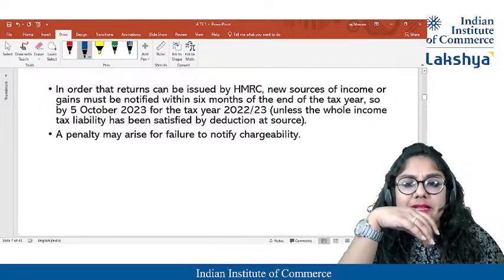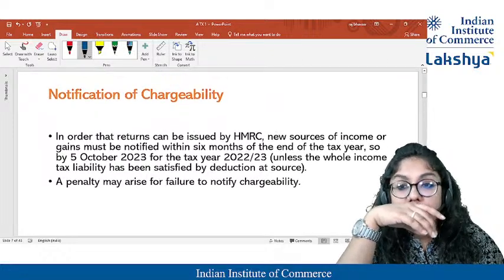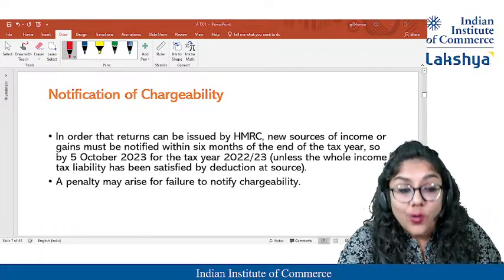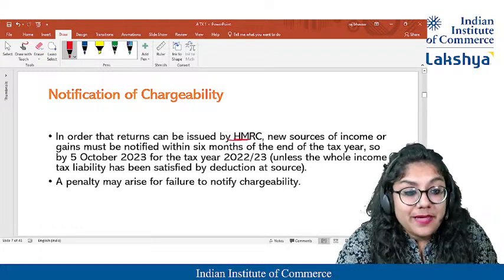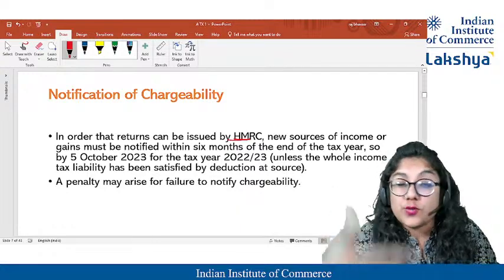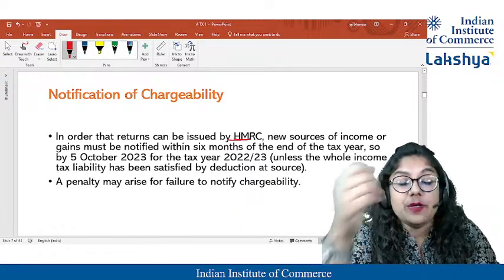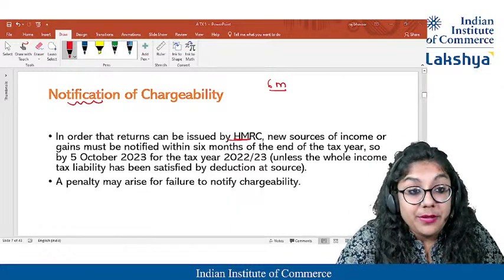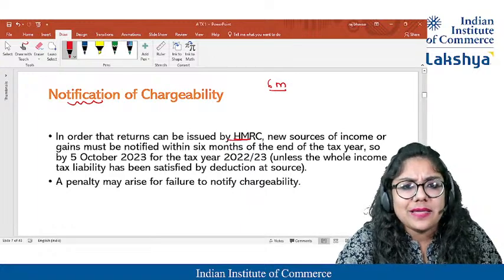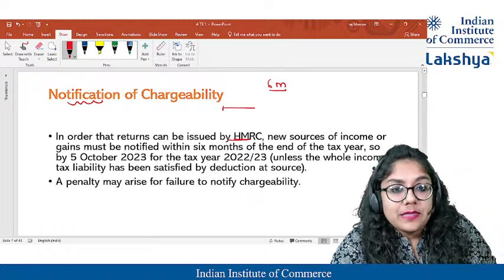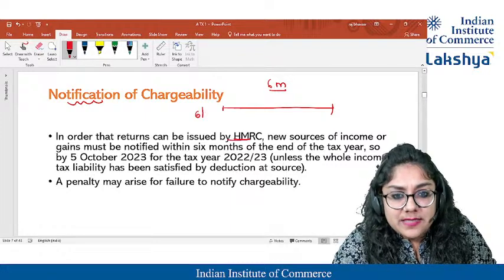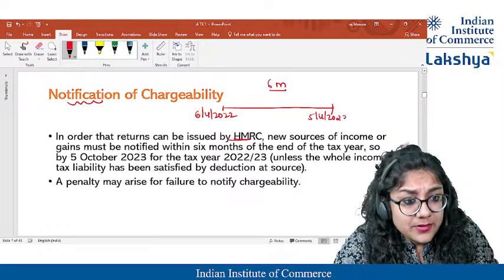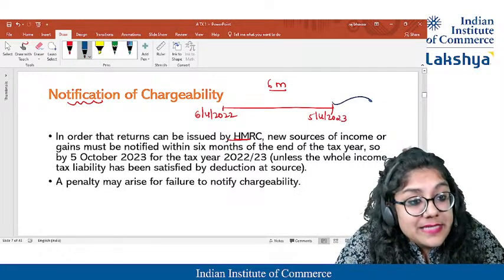By what time should I file the return? This is also important. Notification of chargeability. They have written that in order that the return can be issued by HMRC, new sources of income or gains must be notified within 6 months. So there should be a notification within 6 months. So when will you get the notification of chargeability? Let's say this is my tax year. It starts from 6th April 2022 till 5th April 2023. Within a period of 6 months it will be notified.